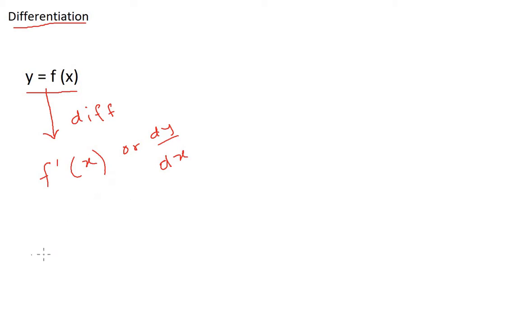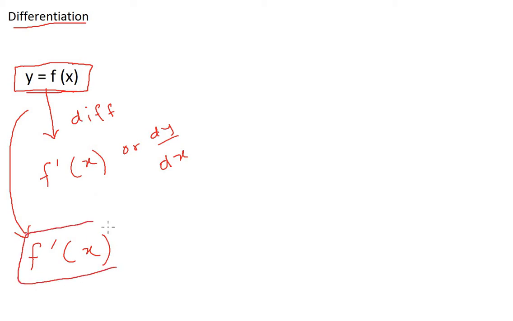So just to keep things simple, let us use the symbol f prime x. So whenever you see this symbol, please remember this is the derivative of the original function. So this is the original function, also called the primitive function, and this is the derivative. So differentiation is just the process that gives us the derivative, that is all.